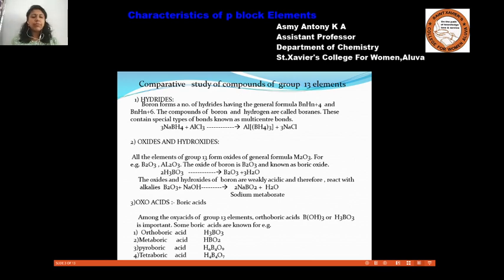The compounds of boron and hydrogen are called boranes. That is, the hydrides of boron are known as boranes. There are lots of boranes present in this world. And these contain special types of bonds known as multi-center bonds. An example is when sodium borohydride reacts with aluminium chloride, it will form aluminium borohydride.